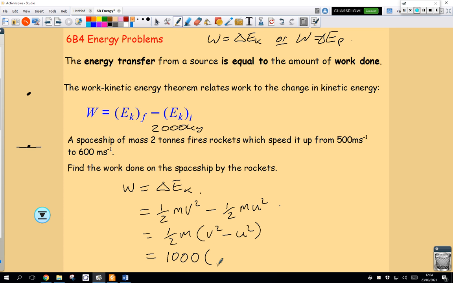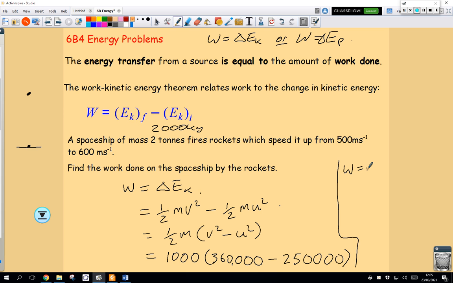Final velocity, well, final velocity is 600. So the square of that, 6 squared, 36, 100 squared. There's going to be 4 zeros on there, so 360,000, minus 500 squared, 5 squared, 25, and then squared 100, 250,000. Okay, so we can work out what the work was that was done on the spaceship by the rocket.